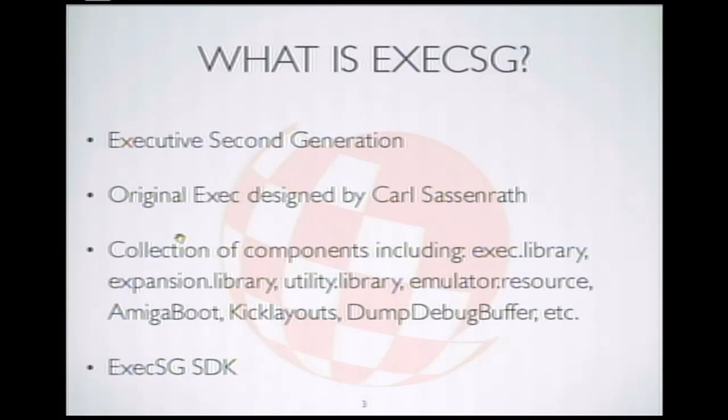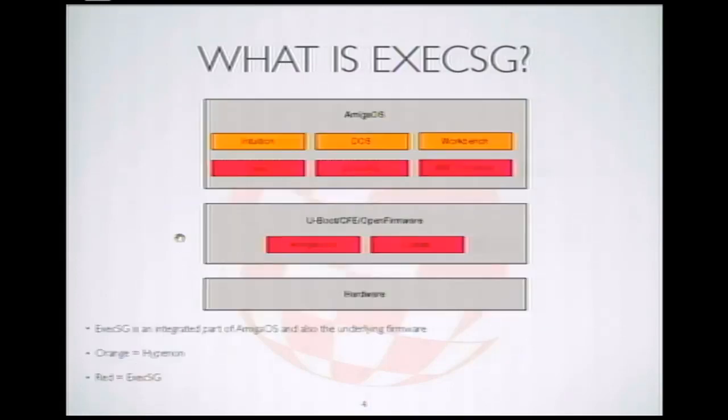If you look on your hard drive, you'll see exec library. You won't see expansion because that's inside of that. These are contained within each other, but there are various pieces: utility library, emulator. There's an x86, no, we don't have that. There's a 68K emulator in there. AmigaBoot is part of it, and AmigaBoot is a U-Boot thing, kick layouts, dump debug. And there's, of course, the ExecSG SDK. That's also part of the package. So I drew a little diagram to help explain it. Ooh, didn't look as great on this projector.